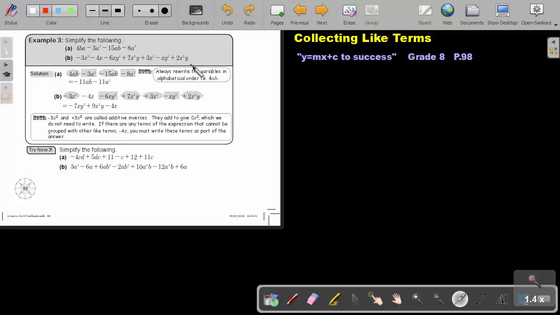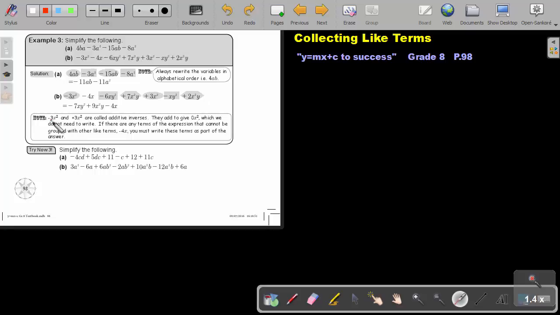Okay, when I look at the next one, oh, there are a lot of terms. 1, 2, 3, 4, 5, 6, 7 terms. So let's mark our like terms. So look, there's negative 3x squared. There is positive 3x squared. There is negative 4x, and there's no other term with an x, so it's the only one. Then there is negative 6xy squared, and if you look at this one, xy squared. So these two will be like terms. And then if you look at this one, 7x squared y, 2x squared y. These two are like terms. Okay, and then basically we're just going to start simplifying our like terms.